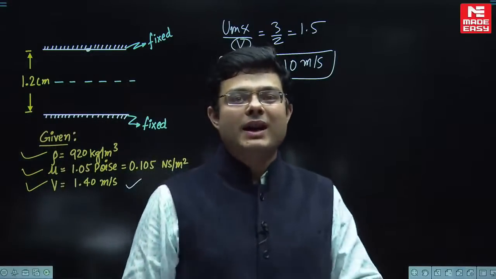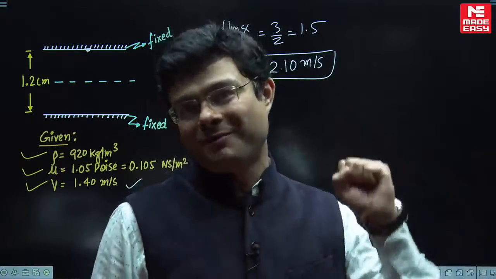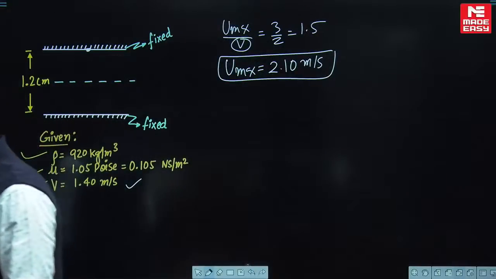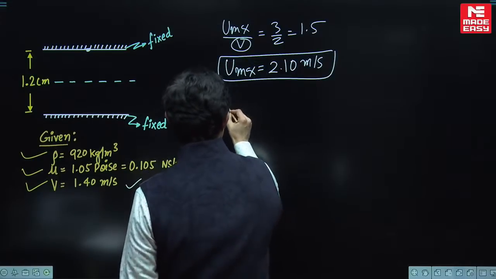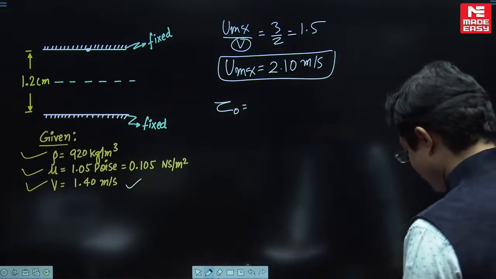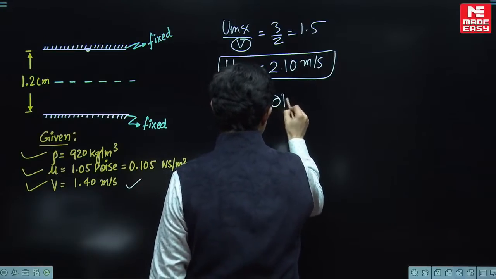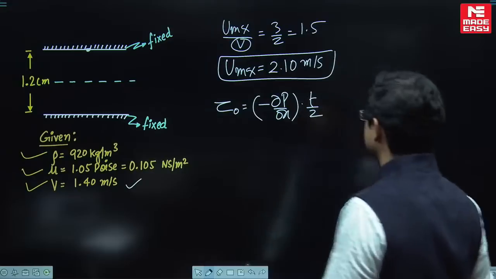For solving this problem, you need to remember all the formulas of parallel plates that have been derived beautifully in the classroom. What is the wall shear stress? Wall shear stress, or the maximum shear stress, the formula is minus of del P by del X into T by 2. This is your formula.